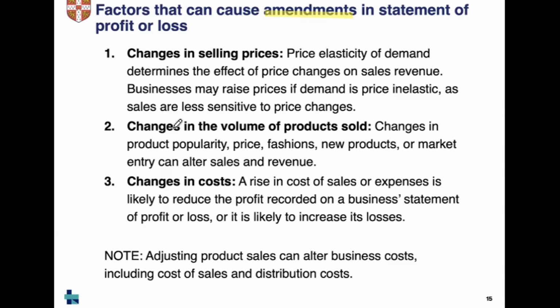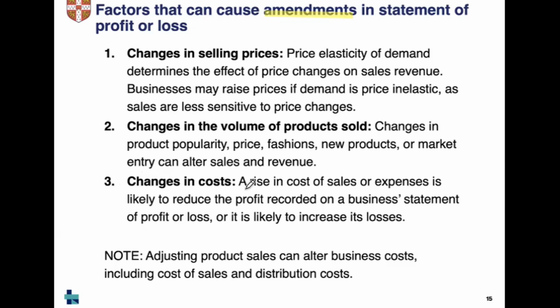A change in the volume of products sold. So selling 5,000 is different, obviously, from selling 10,000. Selling 10,000 means that we are selling more than our usual quantity, and more sales means that we are going to make more revenue if our price remains the same. And then the third factor that can cause a change in the statement of profit or loss is a change in costs.